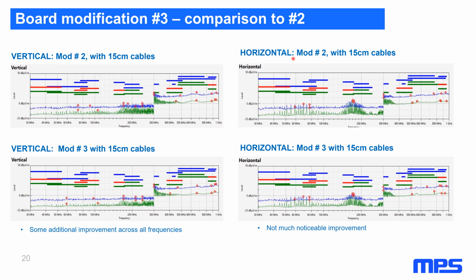When I look at the horizontal polarization, I did not notice as much improvement. So this removal of one of the input decoupling caps appeared to help me mostly in the vertical polarization. And that's another data point for us to consider.